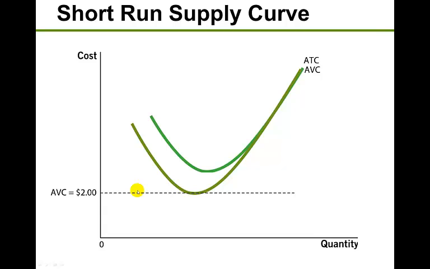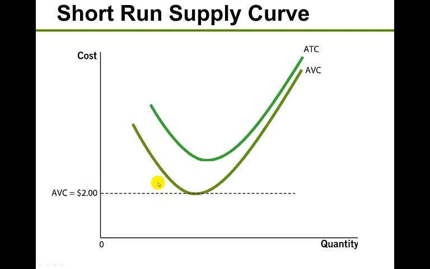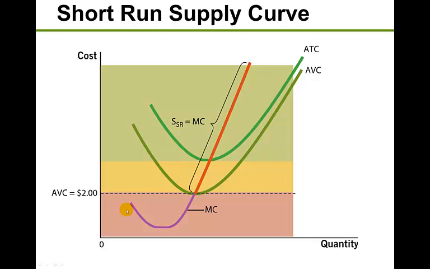So we can turn these rules into an individual firm supply curve. Here's our average total cost, here's our average variable cost, here's $2, which is our minimum average variable cost, and here's the bottom part of our marginal cost curve. And remember, these are our three regions. The green region, the firm's earning a profit. The middle region, the firm is producing but incurring losses. And the red region, our firm is not going to produce.